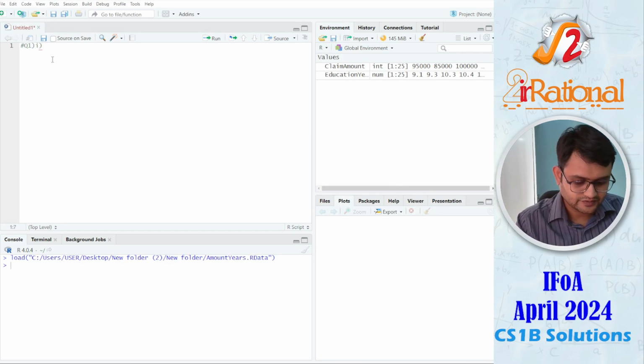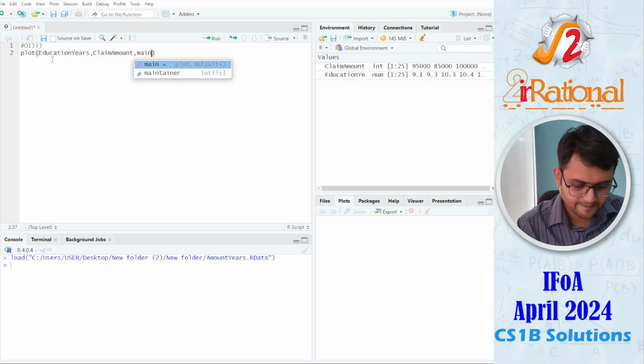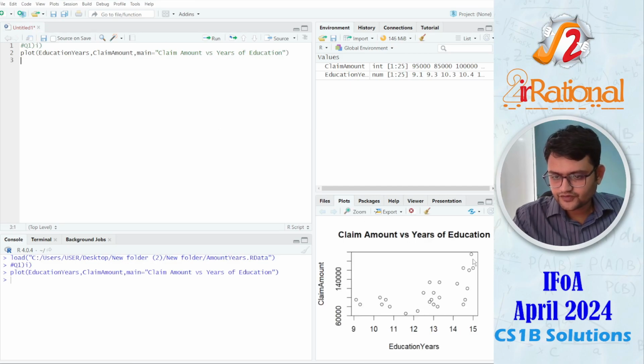First part, we want to plot. So plot, claim amount will be our y value, so education years, comma, claim amount, and I'll name it. So here's the graph. It seems to be positively related but may not be perfectly linear.